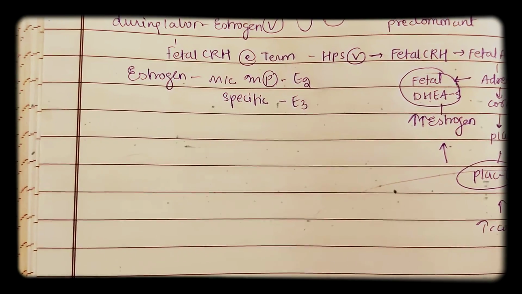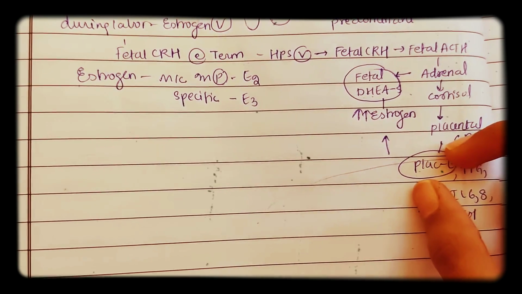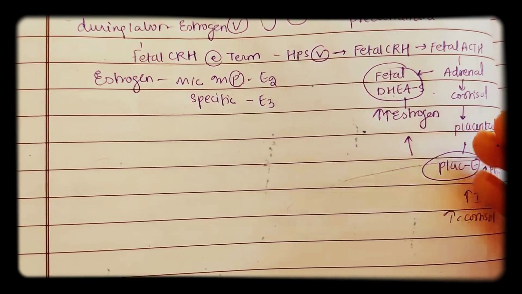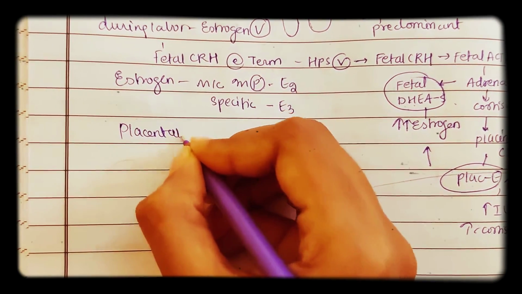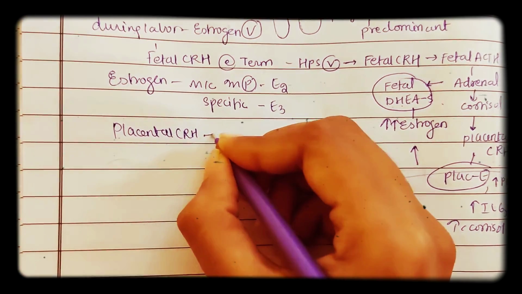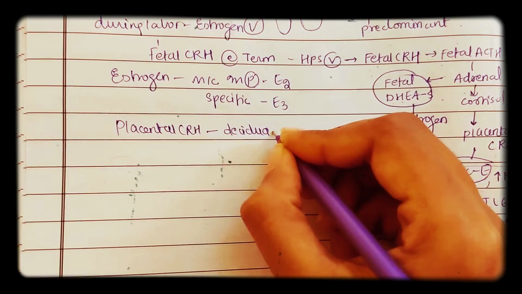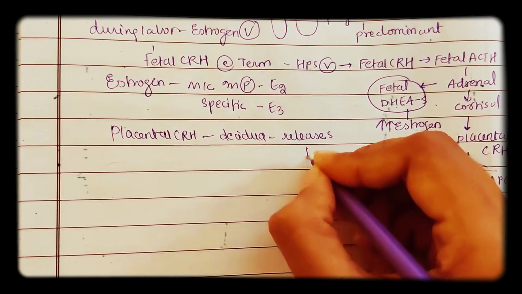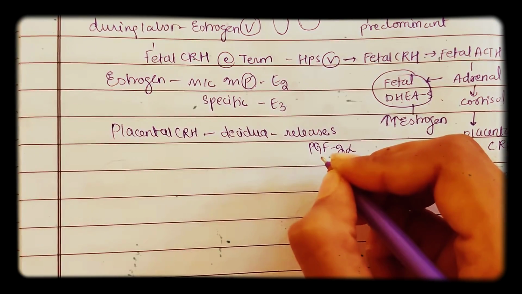Placental CRH also acts on the uterus. As we discussed, placental CRH stimulates placental estrogen, so it is also indirectly acting on the uterus. Let us now understand what this placental CRH is doing. It acts on the decidua. The growing pregnancy uterus lining is called decidua. This decidua releases prostaglandin F2 alpha, PGF2 alpha.